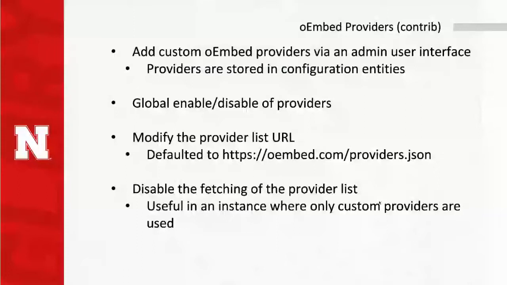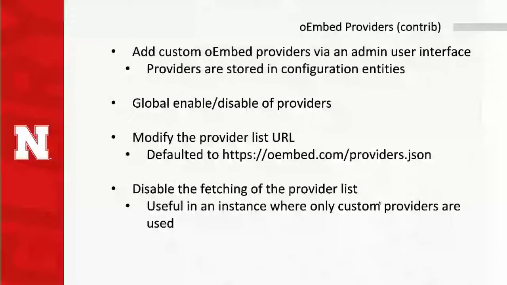So the oEmbed Providers module, this is like the primary reason why we wrote it, provides an admin interface where you can go ahead and define your oEmbed provider and then save it, and then Drupal will add it to whatever list you're getting back from the providers.json file. These are using config entities. So when you save one of these, it's exportable. You can export it to YAML. And that's kind of a cool feature too.